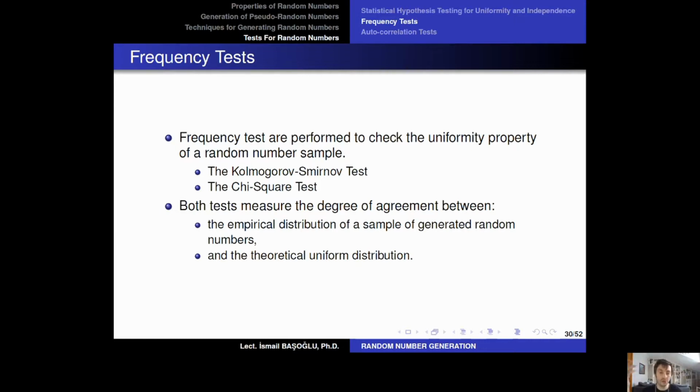There will be an empirical cumulative distribution function that is going to be generated through your sample. Now we need to check the difference between the empirical CDF coming from the sample and the theoretical CDF of the uniform distribution. And if there's a significant difference between these two cumulative distribution functions, then we are going to reject the null hypothesis. We will say that there's a statistically significant difference between the empirical and the theoretical distributions.